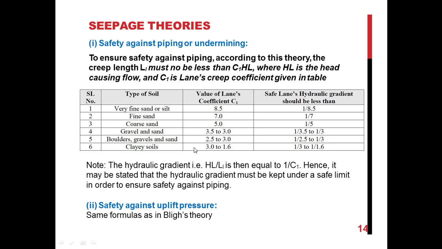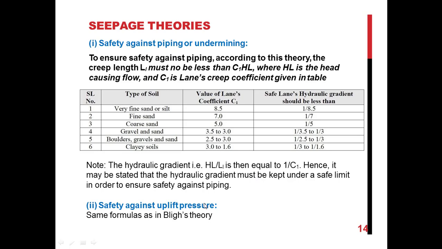Similarly, for clay soil, the Lane's coefficient is equal to 3 to 1.6 and the safe hydraulic gradient should not be less than 1 over 3 to 1 over 1.6. Note, the hydraulic gradient, that is HL over L, is equal to 1 over C. Hence, it may be stated that the hydraulic gradient must be kept under the safe limit in order to ensure safety against piping. From the equation L is equal to C HL, HL divided by L is equal to 1 over C, and we have to ensure that the hydraulic gradient is less than or equal to 1 over C in order to safeguard our structure against piping or undermining.